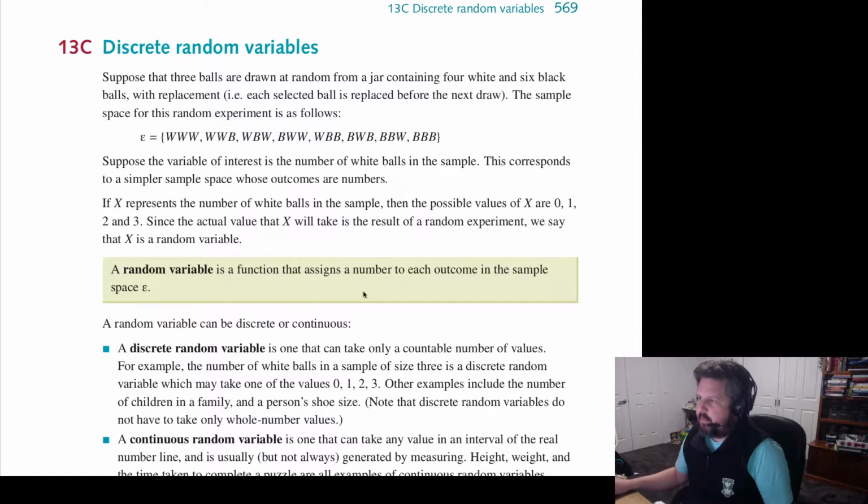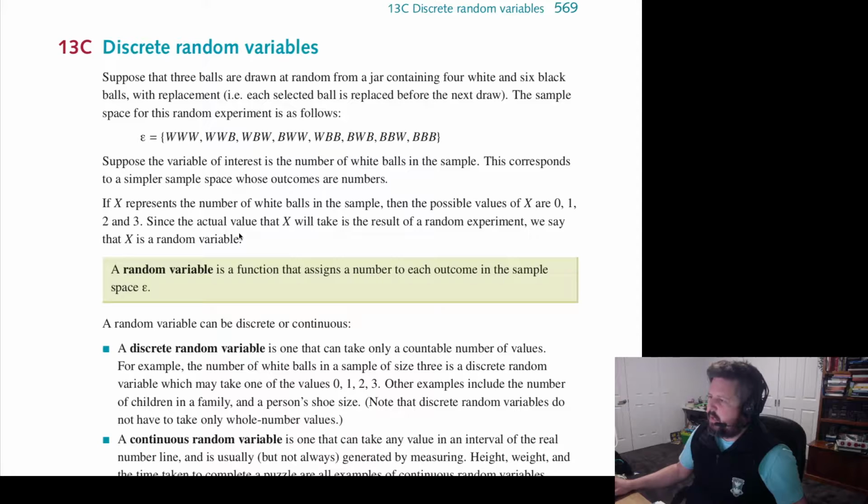If you had to write out the sample space, it could be listed here as all the different possibilities of what could be drawn when we draw 3 at random. So here are all the possibilities of the combinations for white and black. Now, in this particular case, it says if x represents the number of white balls in this sample space, the possible values of x are 0, 1, 2, or 3. That is, they're saying you could, in this experiment, draw 0 white out of the 3, 1 white out of the 3, 2 white out of 3, or 3 of them could be white out of the 3.